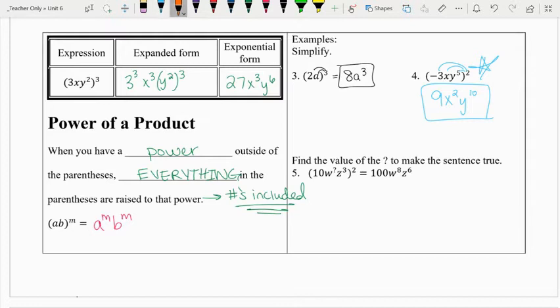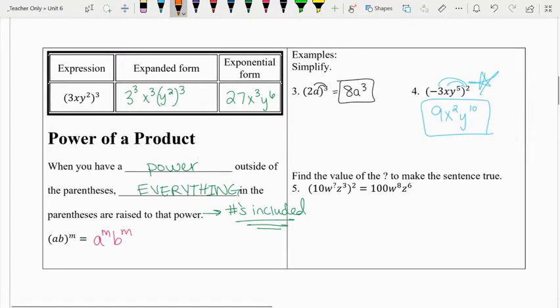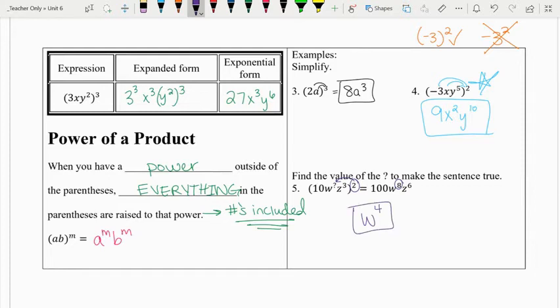Okay, if you type this in your calculator wrong, it's going to give you a negative 9. Remember, it needs to be negative 3 squared, not just typed in this way. Okay, this will give you a negative. This gives you the correct answer. For number 5, it says find the question mark. Okay, so for this one, if I know I'm going to multiply this by 2 and I need to get to 8, that means that it would be w to the 4th.